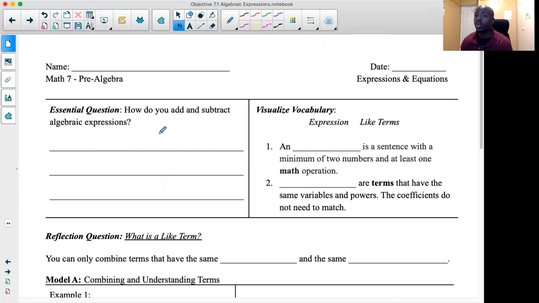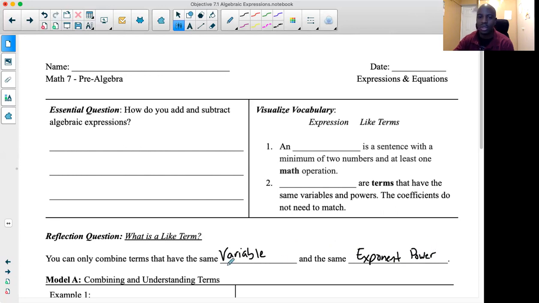Now, there are three things to a term, and I'm going to explain that to you, but for right now, I want you to write down these notes. You can only combine like terms if they have the same variable and the same exponential power, exponent power.